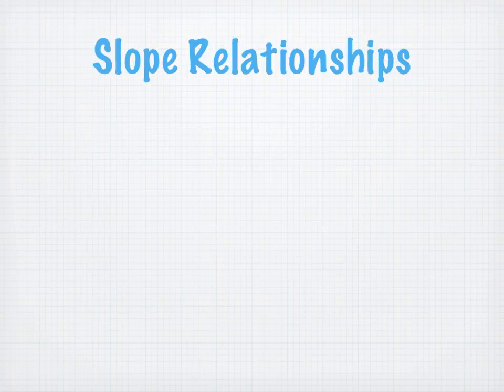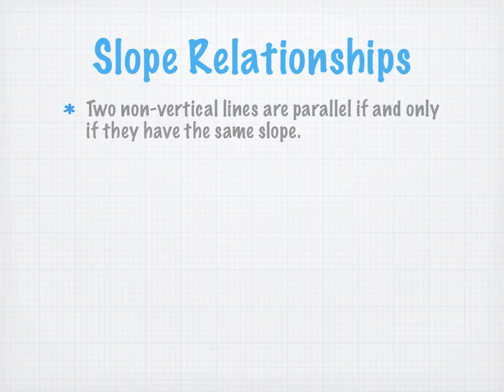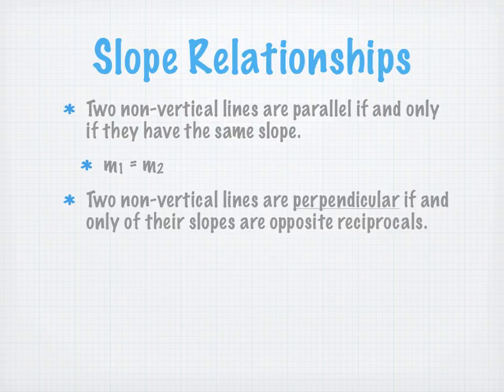Let's talk now about some slope relationships between 2 or more lines. 2 or more non-vertical lines are parallel if and only if they have the same slope. So in other words, the slope of line 1 must equal the slope of line 2. That indicates that we'd have parallel lines. 2 lines are perpendicular if and only if their slopes are opposite reciprocals. A way to check is to multiply the 2 slopes, and if the product of the 2 slopes equals -1, that indicates they are indeed opposite reciprocals.